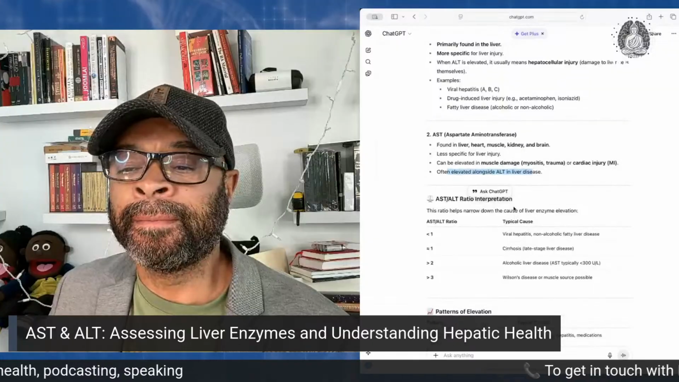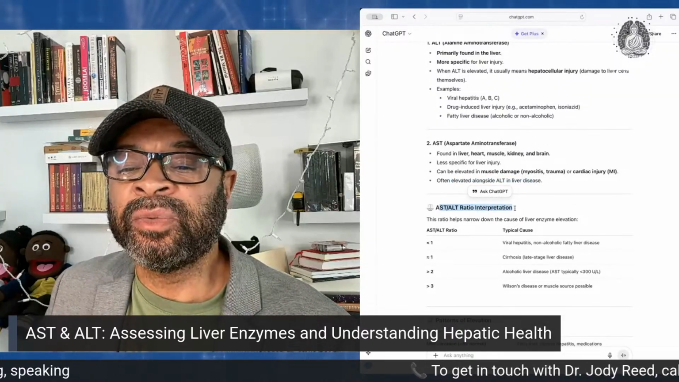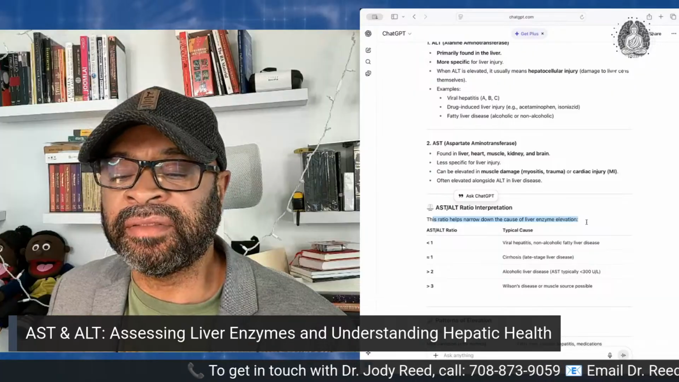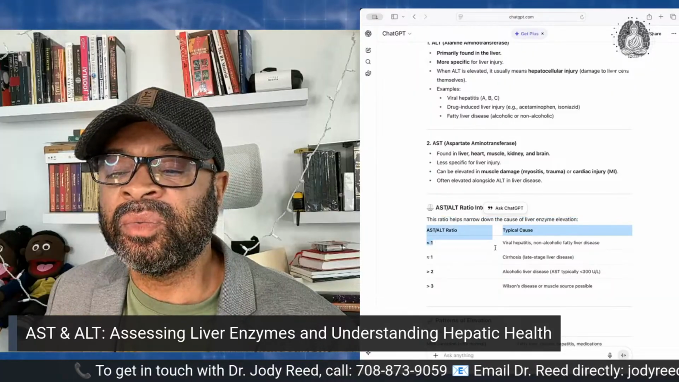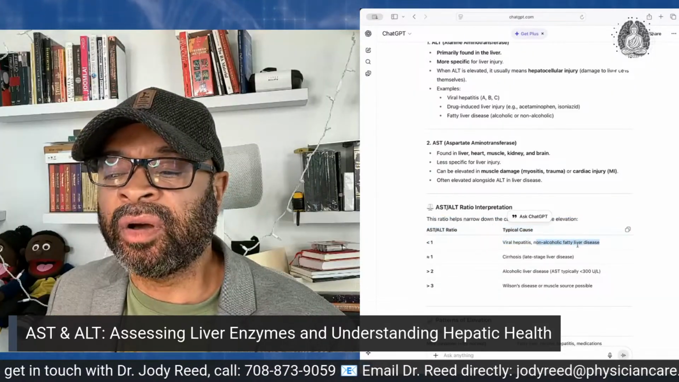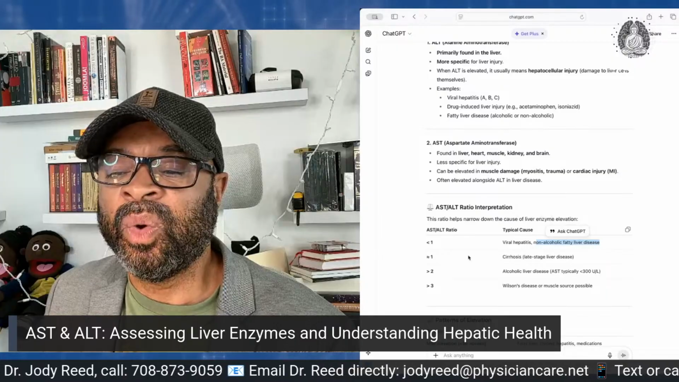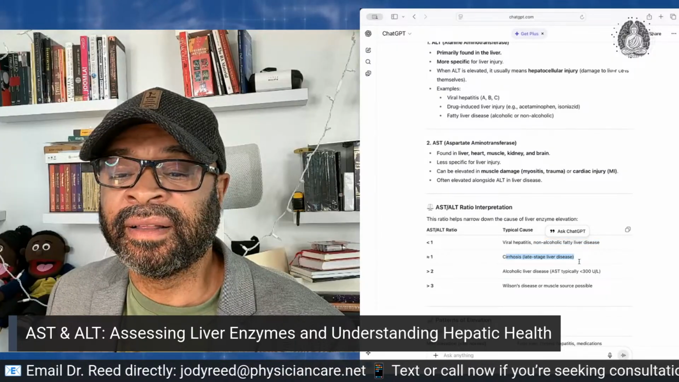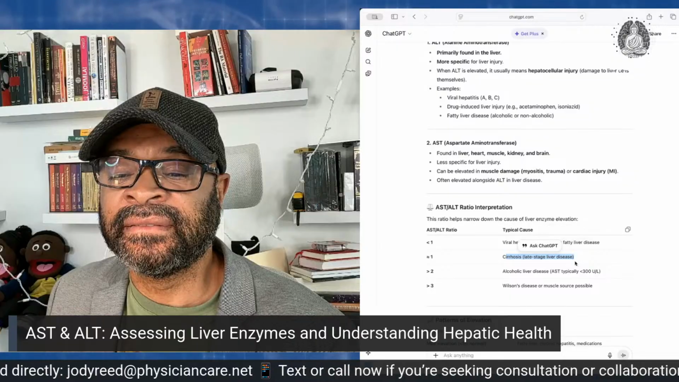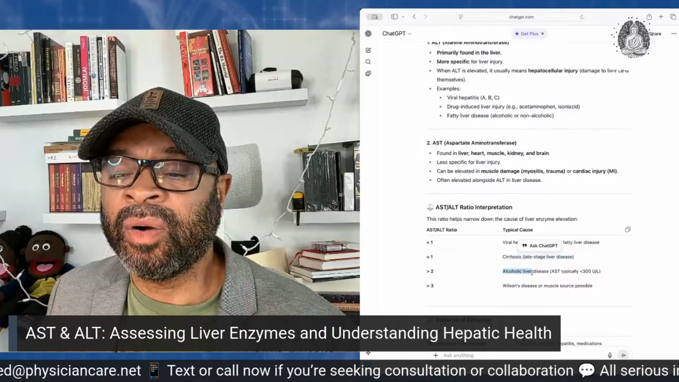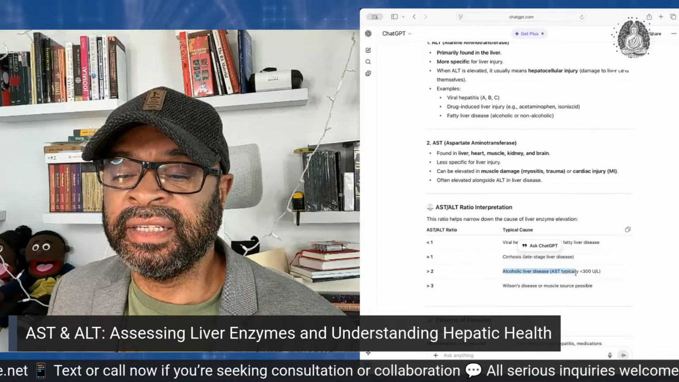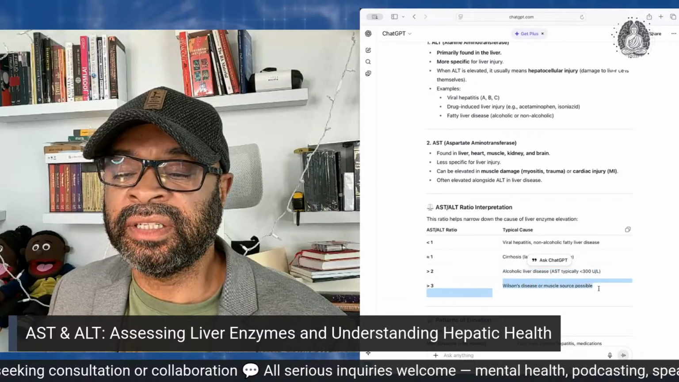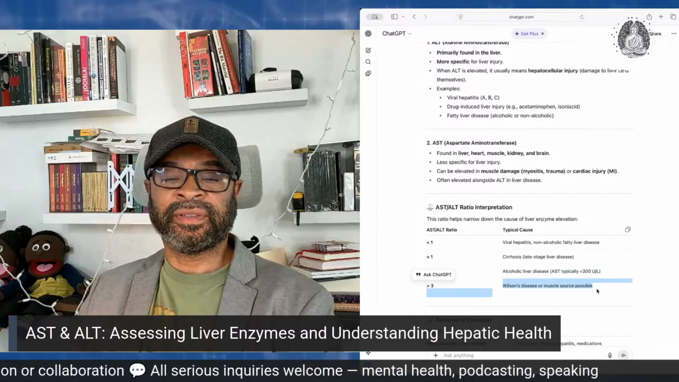The AST-ALT ratio helps narrow down the cause of enzyme elevation. Less than 1 suggests viral hepatitis or non-alcoholic fatty liver disease. 1 to 1 suggests cirrhosis. 2 to 1, with AST over ALT, suggests alcoholic liver disease. 3 to 1 suggests Wilson's disease or a secondary muscle source.